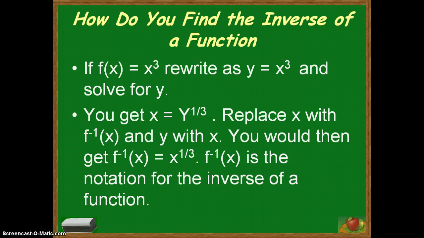Well, let's take the one we've been working with, x cubed. First thing is I rewrite it as y equals x cubed, then switch and solve for y. I get x equals y to the 1/3. I'm going to replace my x with a special notation, f negative 1 of x, which means inverse, and I'll replace y with x. I would then get f negative 1 of x equals x to the 1/3. F negative 1 of x is the notation for the inverse of our original function f of x.